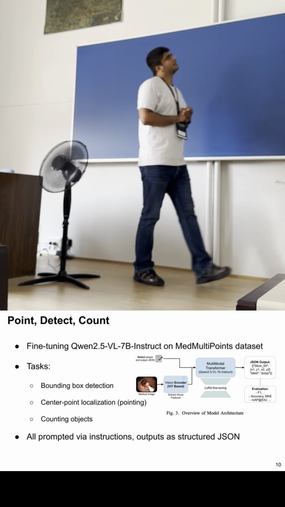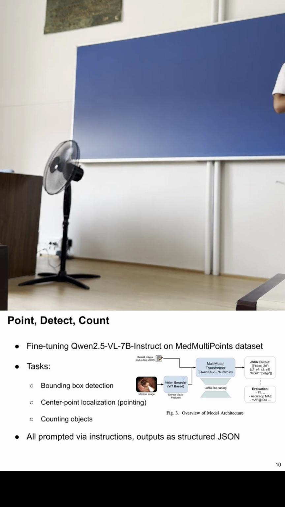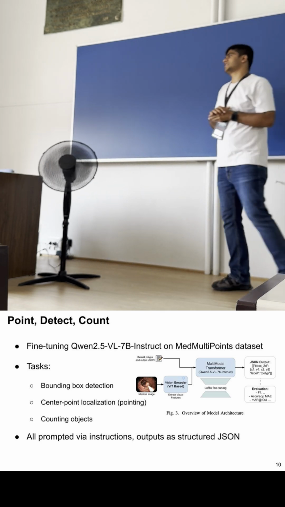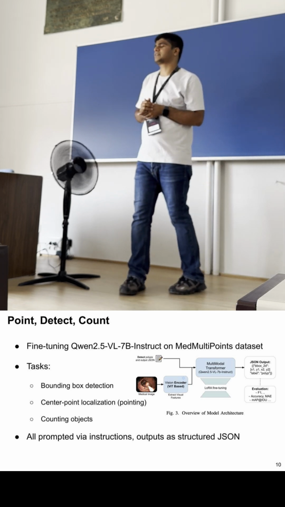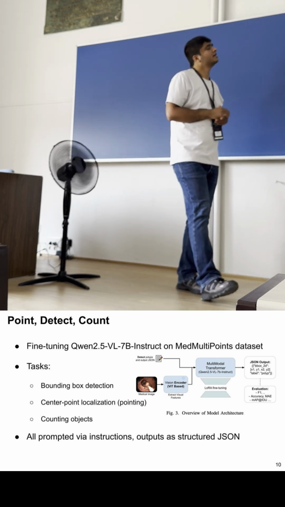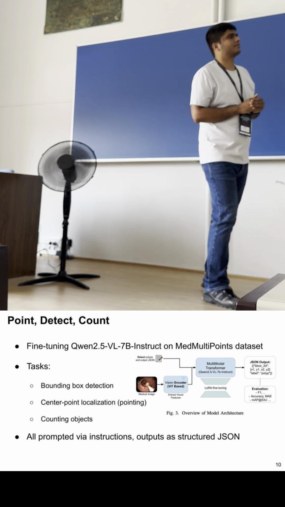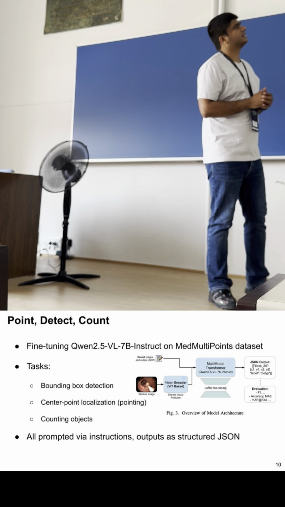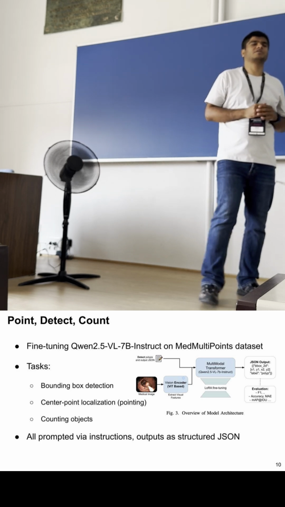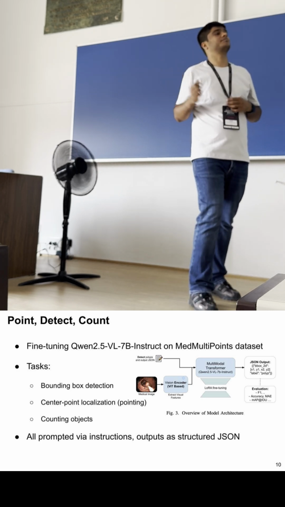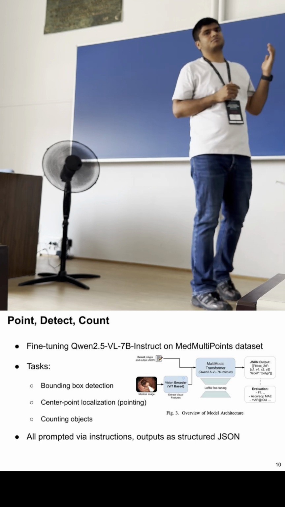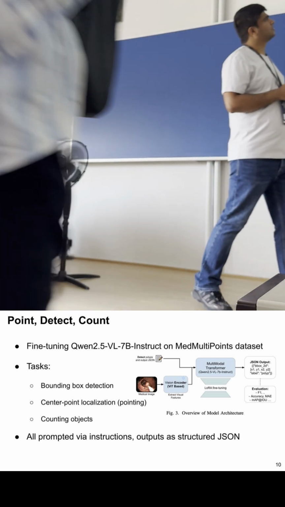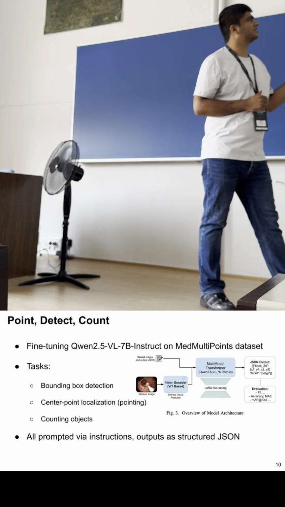Now in our work, point, detect, count, we fine-tune our VLM. The name of the VLM is Qwen 2.5, a 7 billion parameter model from Alibaba Research. It is the latest state-of-the-art open source model. You can input an image and text, and you can expect it to give you text output. So we fine-tune that model to do these tasks, the three tasks that I mentioned here.